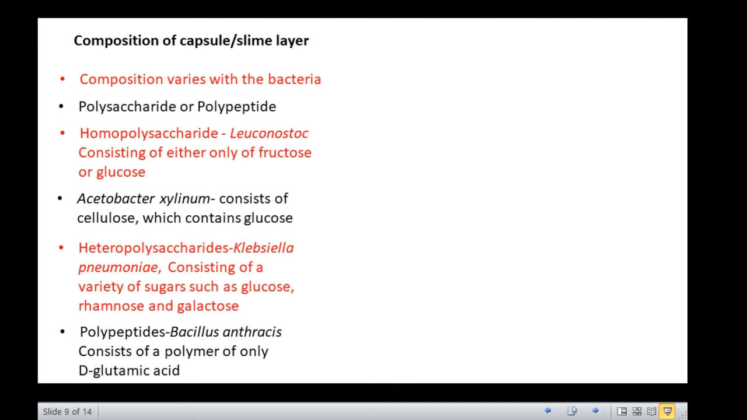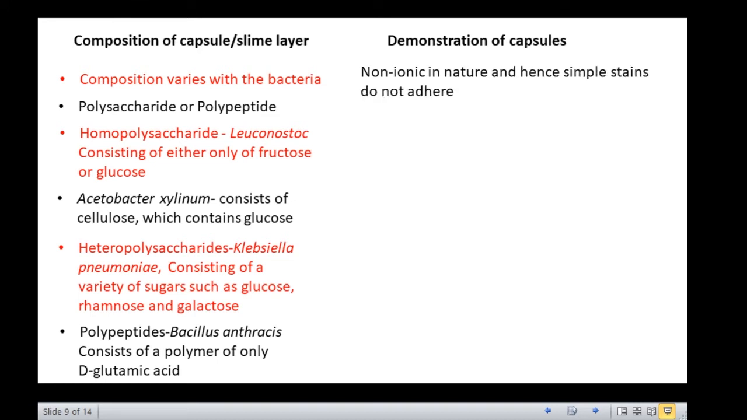We will now discuss the methods used to demonstrate capsules. In general, the capsules are non-ionic in nature, and hence simple stains do not adhere to them, thus making capsule staining a bit difficult process. As a result of this limitation, capsule staining works by staining the bacteria and the background more intensely than the capsule itself. Let us first discuss the positive staining method, also called the Anthony's method.